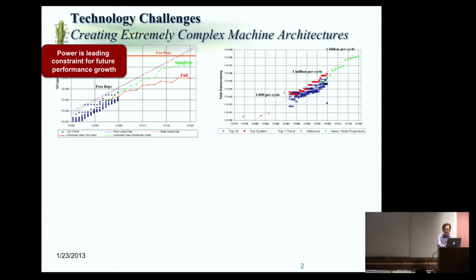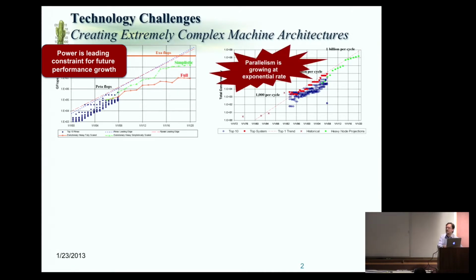What that means, though, is that for our leading-edge systems, the only way to maintain our historical growth path is to double the number of cores every 18 months instead of doubling the clock frequency every 18 months. And that puts us on a course to having billion-way parallel systems in the not-too-distant future, 2018. So parallelism is now growing at an exponential rate.